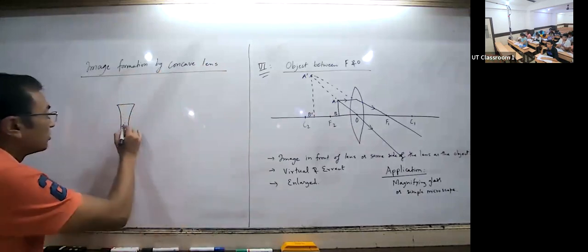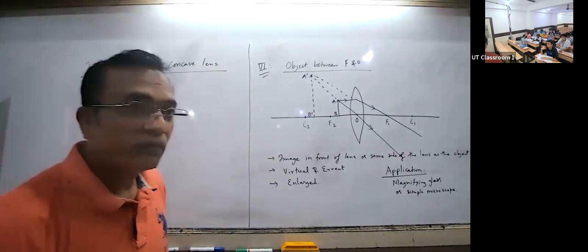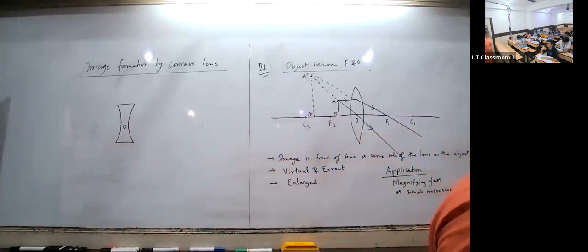Let's say a question comes: differentiate between convex and concave lens. What will you write? Concave is diverging, and that's the other name for concave lens. And convex is converging lens. Okay, this is one difference. Second difference, in terms of thickness: convex is thicker in the middle, thinner at the edges.